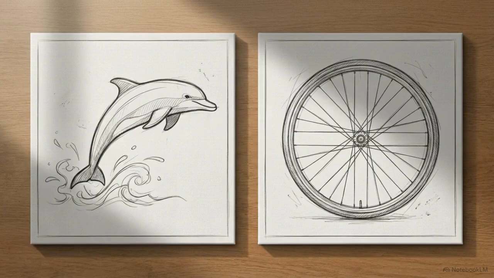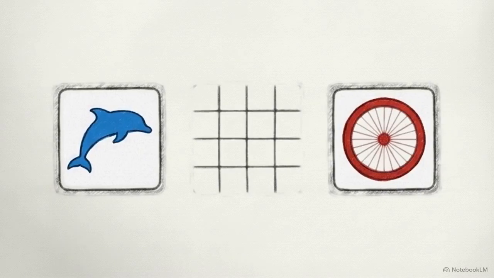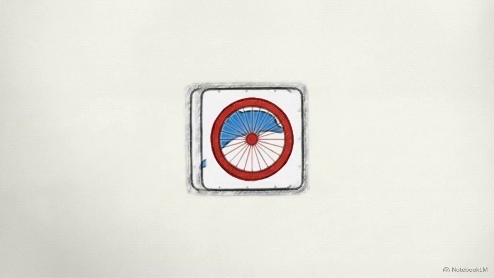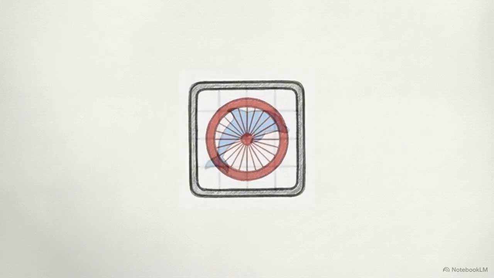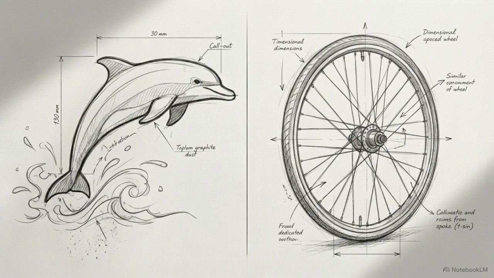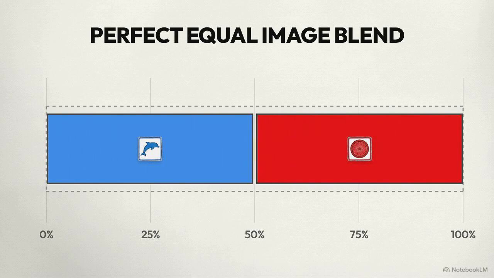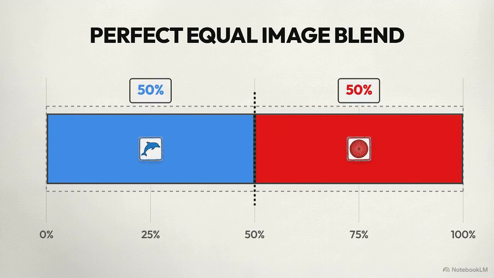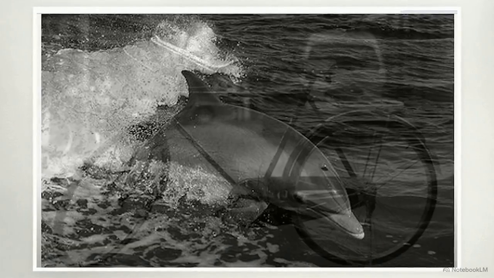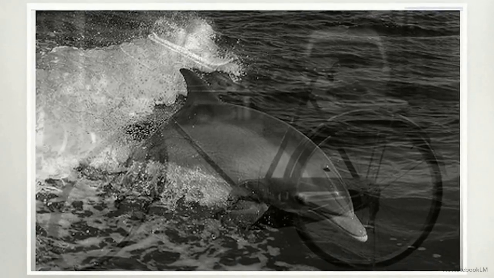Let's look at how this works in practice. Suppose we have two completely different photographs, one of a dolphin leaping through the surf and another of a bicycle wheel. We want to combine them into one frame. The most intuitive approach is to just split the difference. We take half the light from the dolphin and half the light from the bicycle and add them together for a perfect 50-50 split. This is the resulting image showing that 50-50 average.